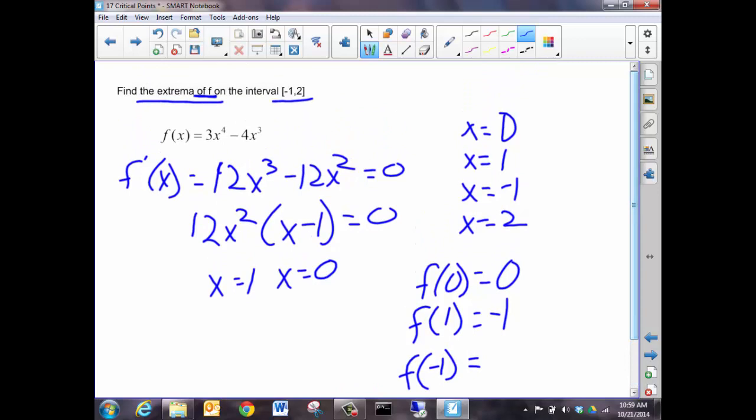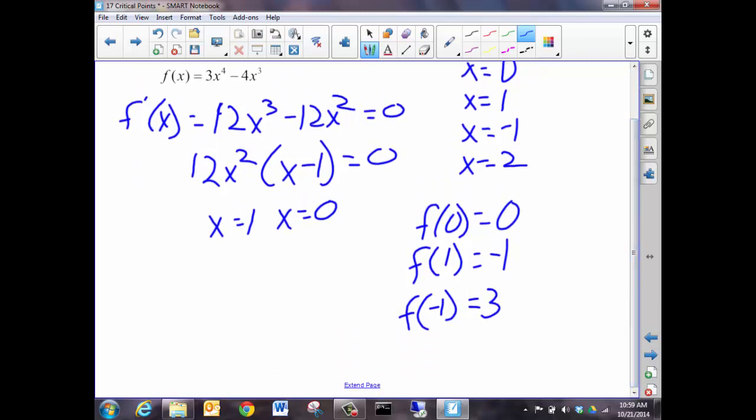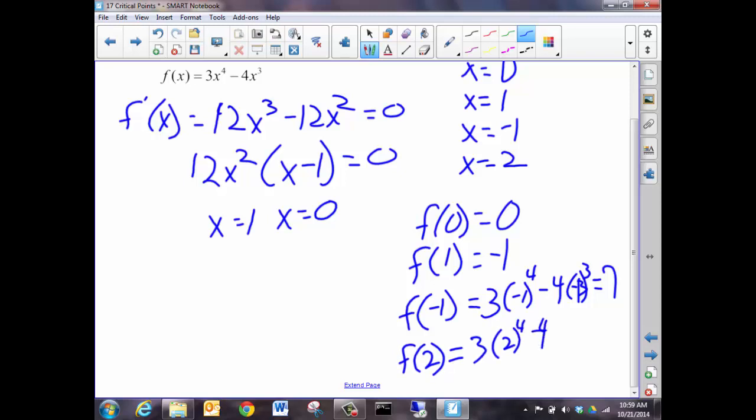I get 3 times -1 to the 4th minus 4 times -1 cubed, which becomes 7. And what happens when I put 2 into the function? I get 3 times 2 to the 4th minus 4 times 2 cubed. What's that? 48 less 32, which is 16.